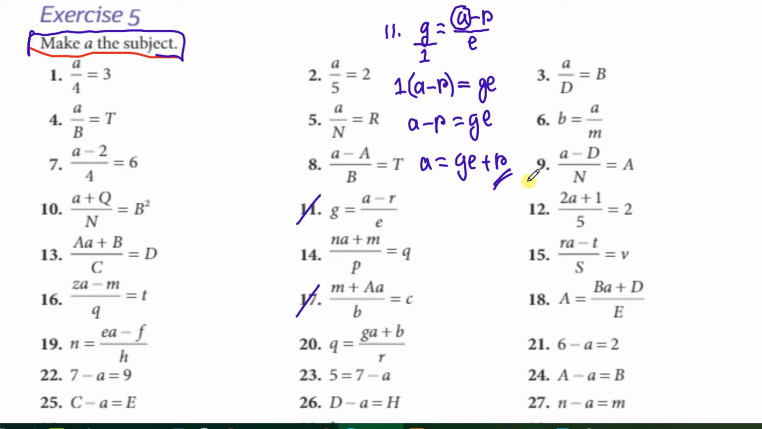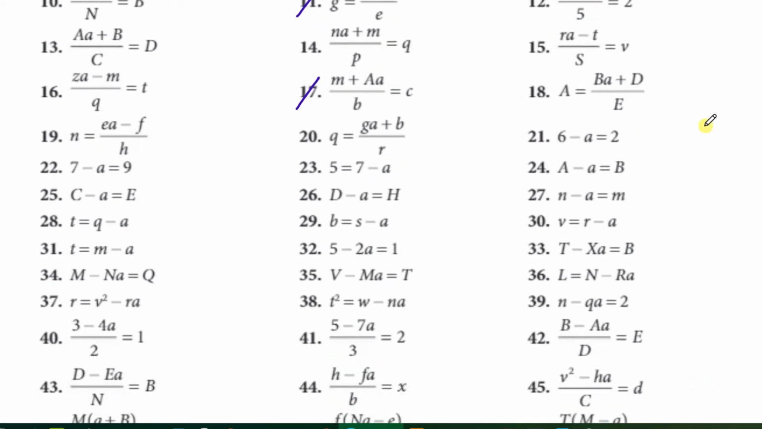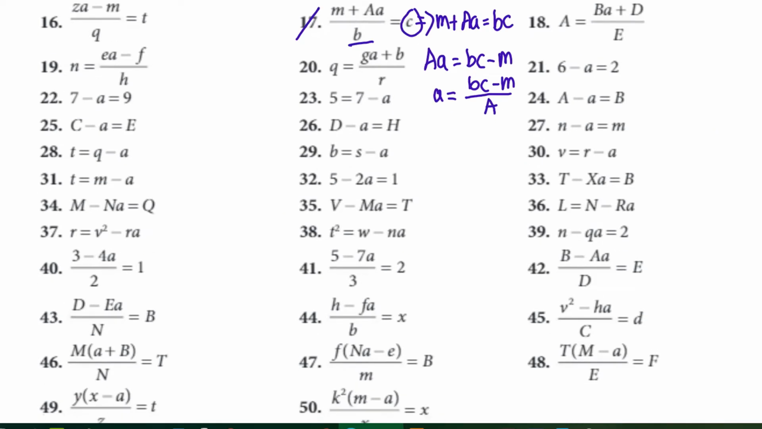Let's see question number 17. It is written here m plus capital A small a by b equals to c. From here you can write m plus capital A small a equals to bc. Our target is to make small a as a subject, so we can write capital A small a equals to bc minus m. So then small a equals to definitely bc minus m divided by capital A we can give here. Hope that one is clear, because we are going to make a as a subject.